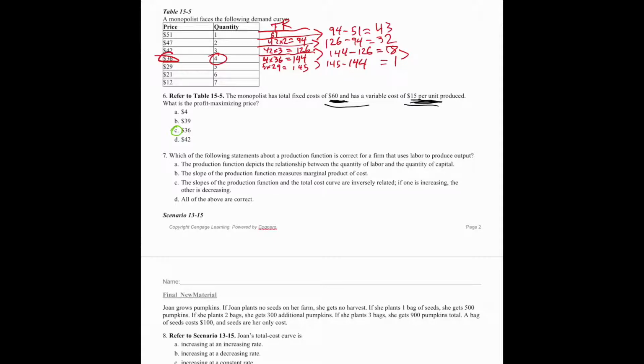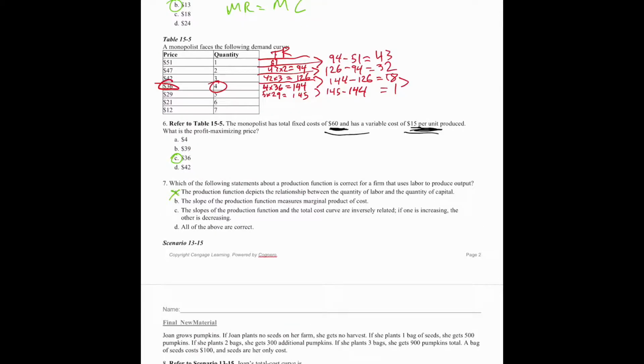Question 7. Which of the following statements about a production function is correct for a firm that uses labor to produce output? The production function depicts the relationship between the quantity of labor and the quantity of capital. No, the production function tells us how much output we get given our inputs. The slope of the production function measures the marginal product of cost. The marginal product of cost would be the slope of the cost function, not of the production function.